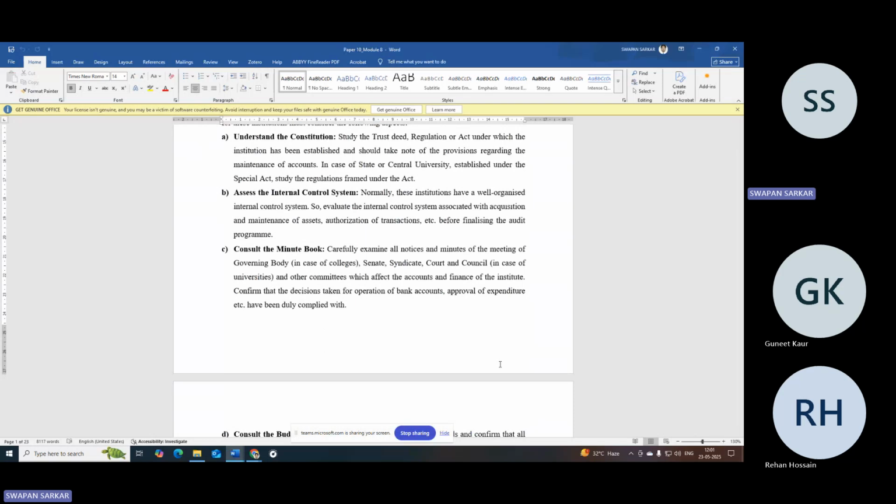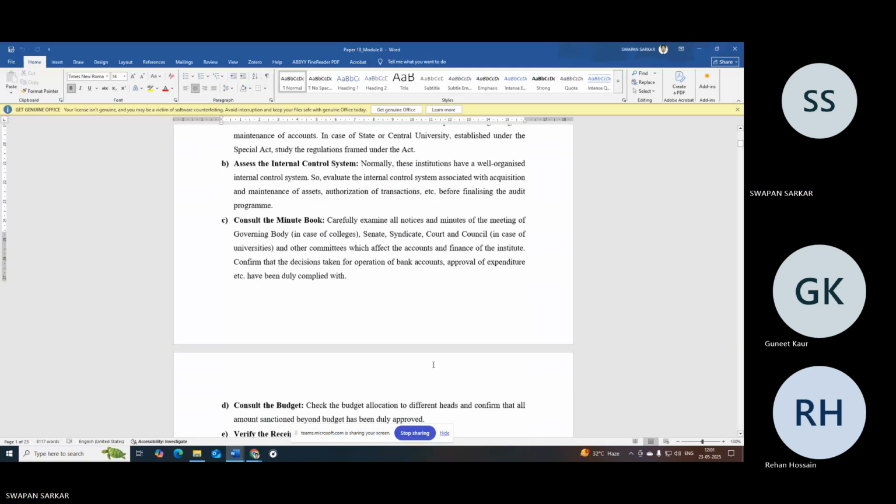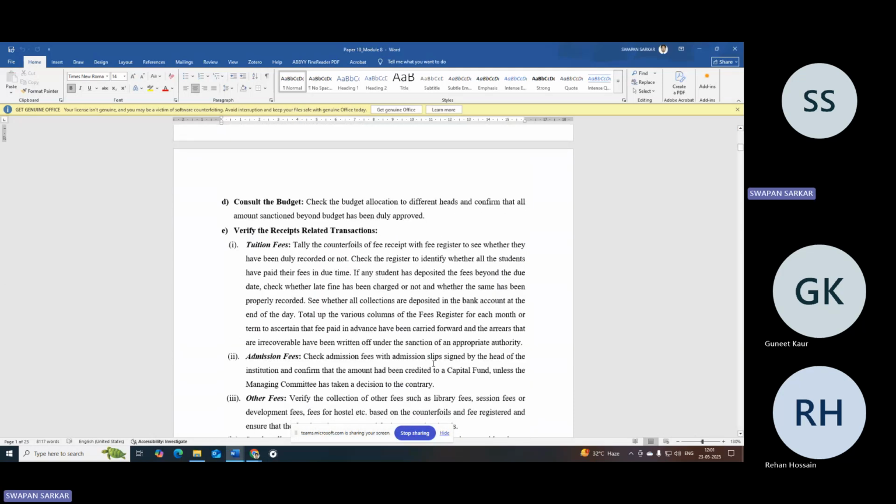Senate, Syndicate, Court, Council, etc., and other committees which affect the accounts and finance of the institution. Confirm that the decisions taken for operation of bank account and approval of expenditure have been duly complied with. Then consult the budget. Check the budget allocation to different heads and confirm that all the amount sanctioned beyond budget has been duly approved.